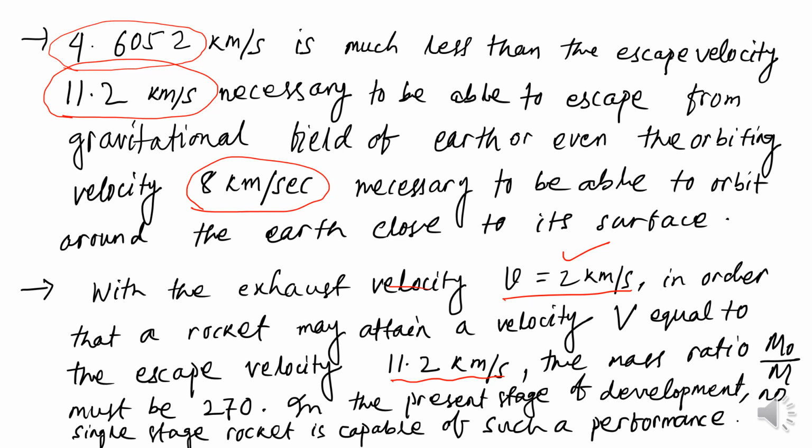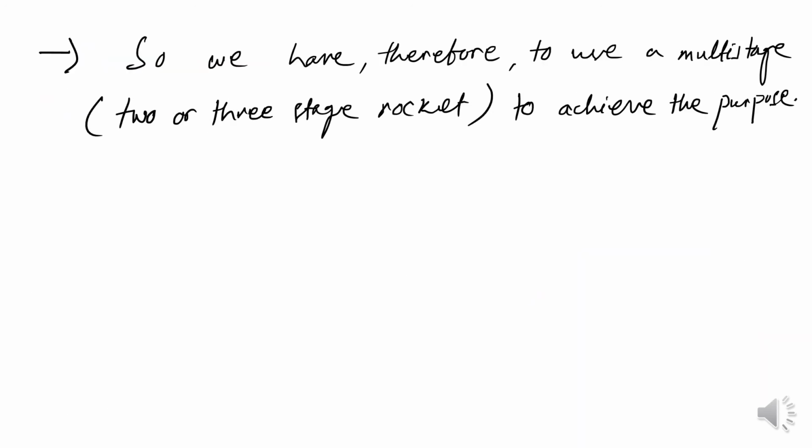then you calculate the mass ratio, which must be 270 or greater, because we have not considered the air resistance. If we consider the air resistance, then this ratio should be a little more than 270. In the present stage of development, no single stage rocket is capable of such performance. Therefore we have to use multi-stage rockets, two or three stage rockets, to achieve the purpose. Thank you.